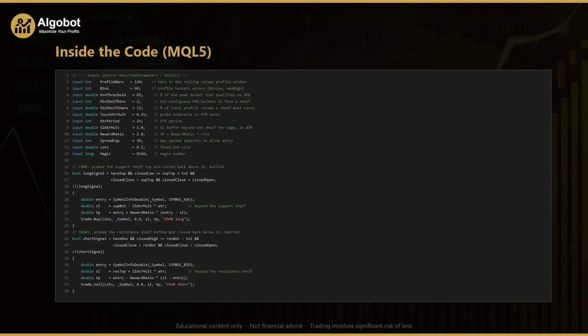TouchATR multiple is how close the probe must come. SlATR multiple is the stop buffer, and reward ratio scales the take profit. Below the inputs is the long block.